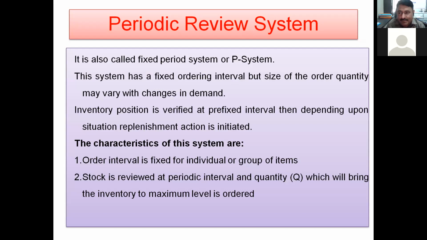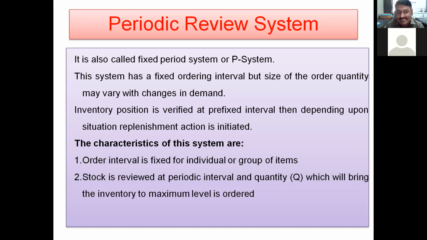Fixed period system, P system, or periodic review system. Different names are used. It is also called the fixed period system or P system. This system has a fixed ordering interval, but the size of the order quantity may vary with changes in demand. See, the last type was a fixed order quantity with changes in the time interval.